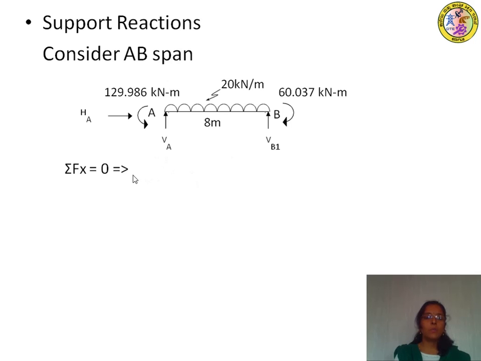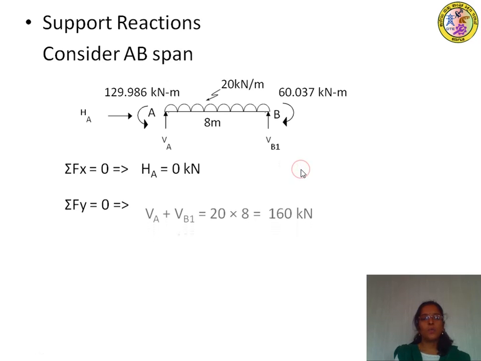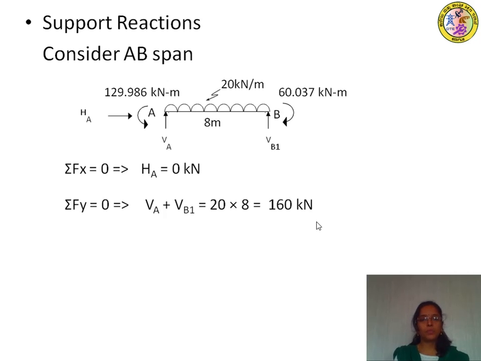So the first equilibrium condition is sigma Fx equals 0, which implies HA is equal to 0. Next, let us apply sigma Fy is equal to 0, which implies VA plus VB1 is equal to 20 into 8, that is equal to 160 kilonewton.